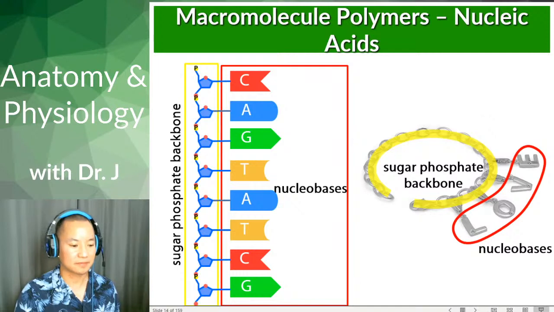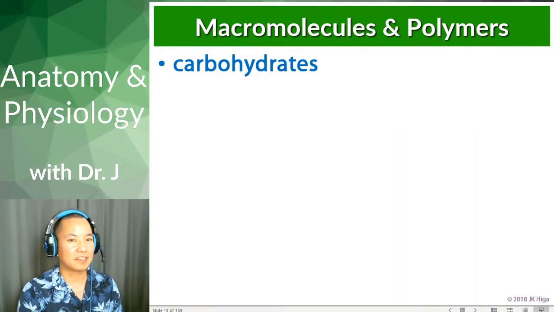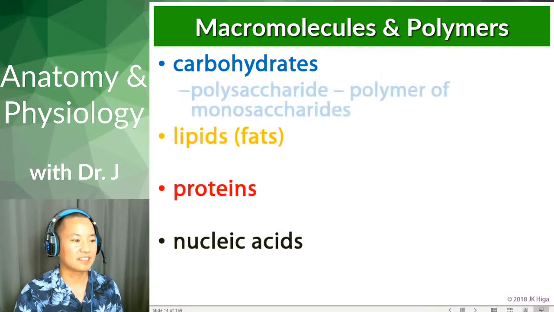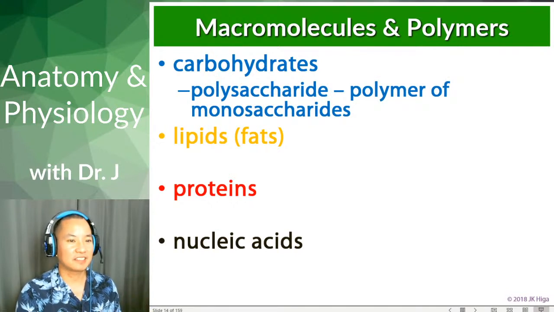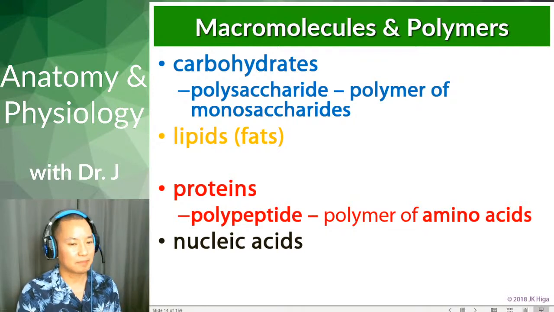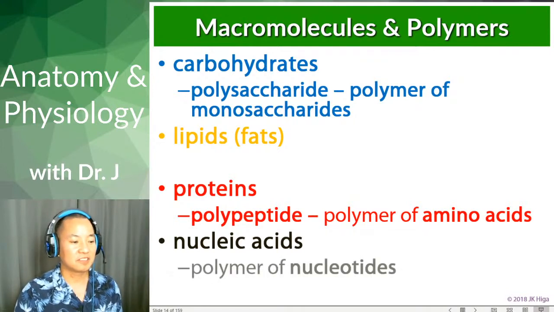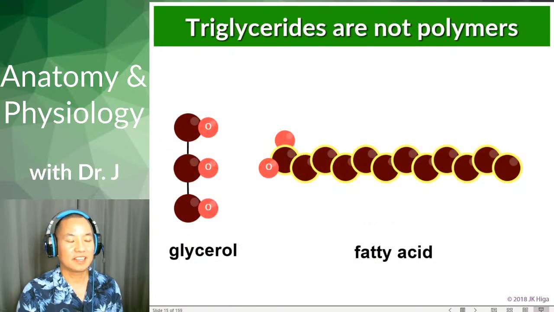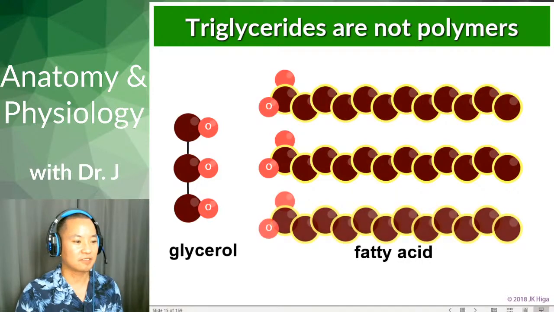So remember our four basic biological macromolecules: carbohydrates, lipids, proteins, and nucleic acids. When you have a bunch of monosaccharides linked together, you have a polysaccharide. When you have a bunch of amino acids linked together, you have a polypeptide. And when you have a bunch of nucleotides linked together, you have a nucleic acid like DNA or RNA. Now with lipids, what do you have? Are there lipid polymers? We did cover lipids a bit. Triglycerides are not polymers. They are a structure that involves multiple fatty acids linked to a glycerol molecule.